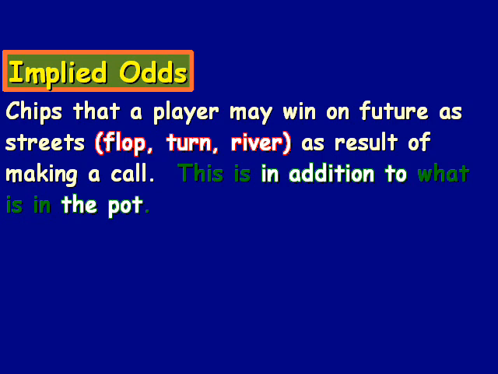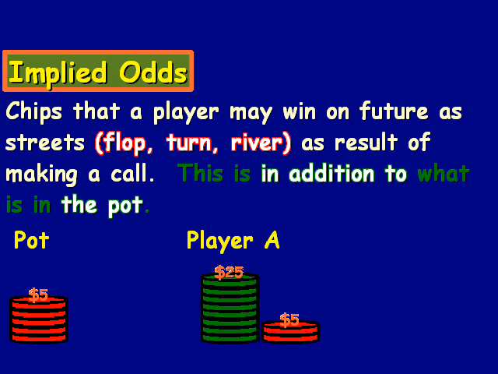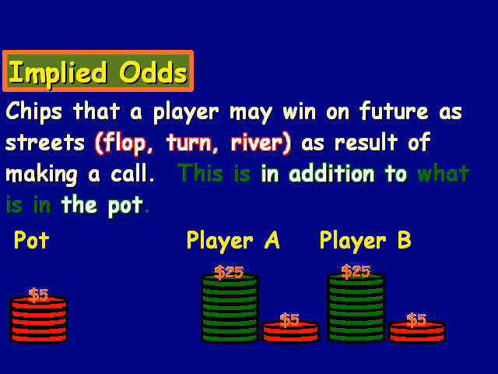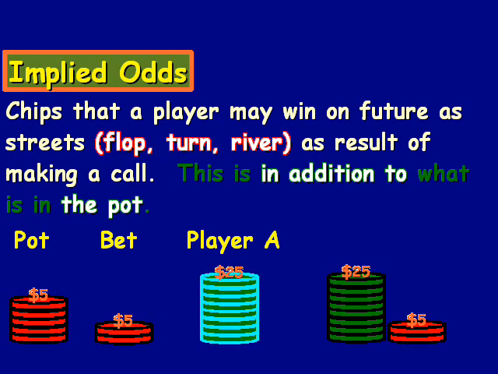It's basically in addition to what is currently in the pot on that street. So, okay, let's say we have a pot here of 25, and we have player A with 210, and player B has 210 as well. Player A bets 10, so they put 10 in the pot here. Now, player B can win what's in the pot, which is 35, with a $10 call, and the implied odds could go as high as the 200 remaining in player A's stack.